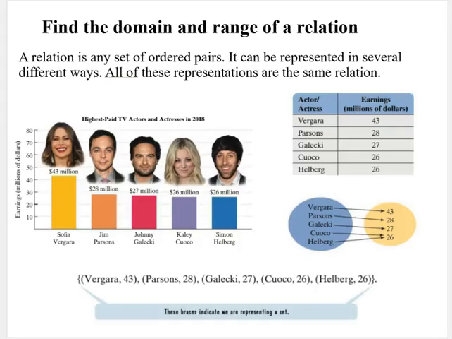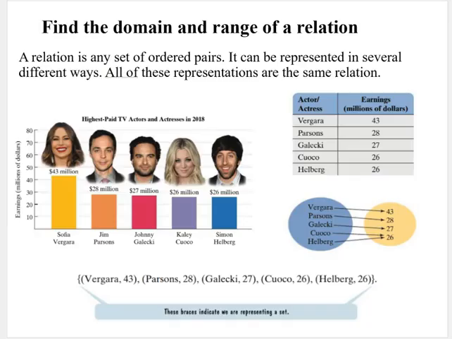The most basic representation of a set in algebra that we're going to see is called a relation. A relation is just a set of ordered pairs. So at the bottom of this slide, you can see a set of ordered pairs that represents the last name and the salary in millions of dollars of the highest paid TV actors and actresses in 2018. All of the visualizations on this screen represent that set.